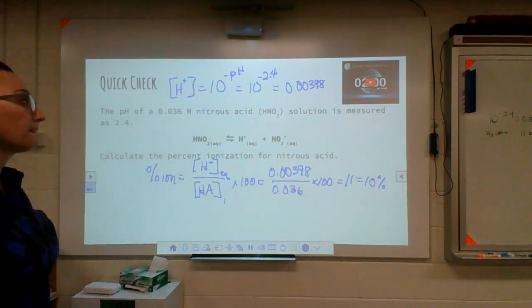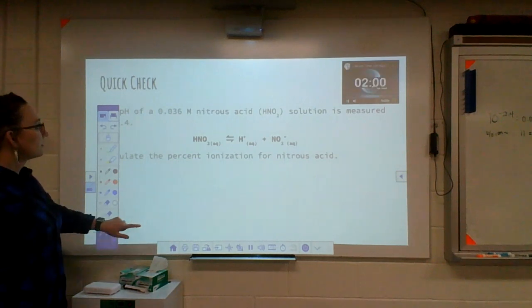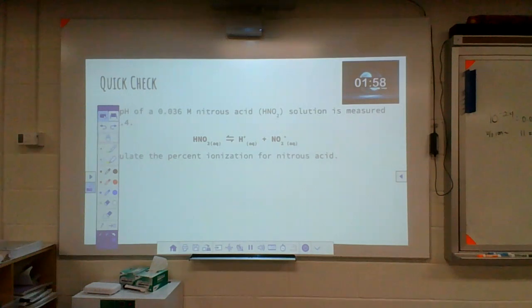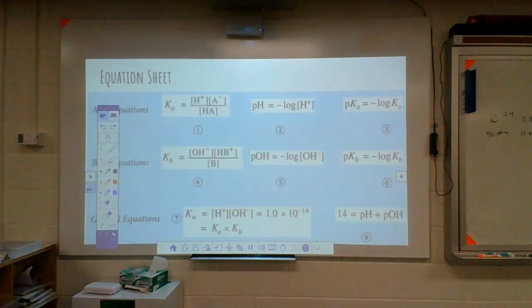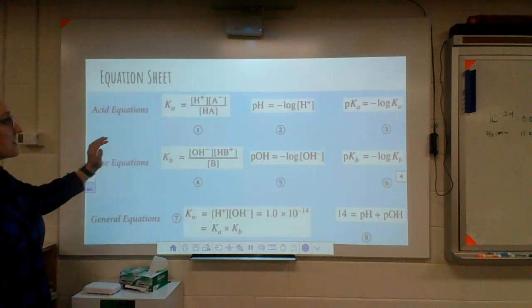So on your equation sheet, you have three equations that are related to acids, the Ka, the pH, and the pKa. We have three equations related to bases, the Kb, the pOH, and the pKb. And then we have two general equations.